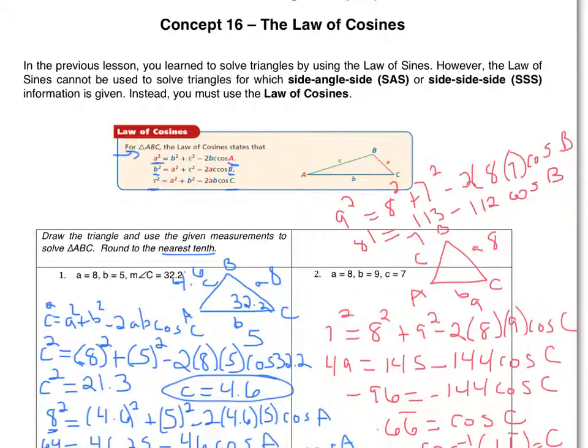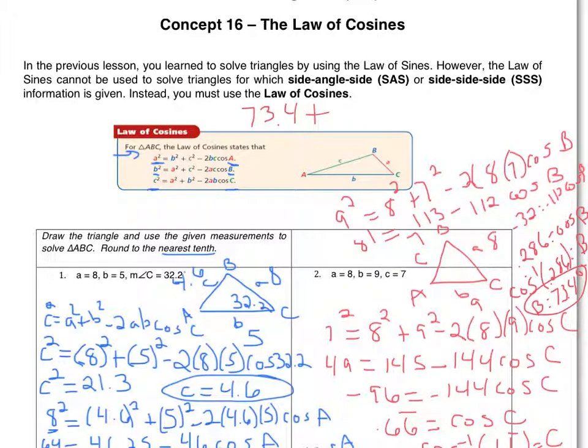And then I subtract 113, I get negative 32 equals negative 112 cosine of B. And then I divide by negative 112 and I get 0.286 equals cosine of B. And then I take the inverse cosine of 0.286 and I get the angle B. And B is equal to 73.4 degrees.